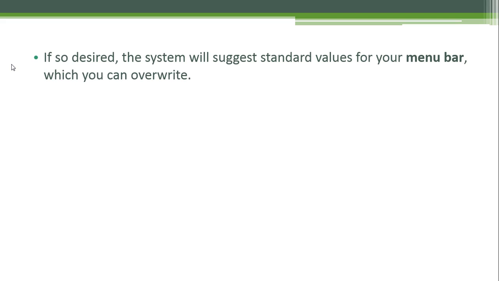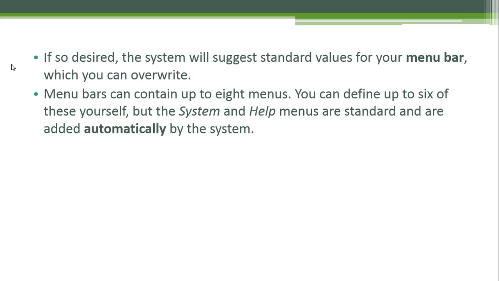If so desired, the system will suggest standard values for your menu bar, which you can override, just like the ones that we added to the menu bar using the push button Display Standards, and we are overriding. The menu bars can contain up to 8 menus. You can define up to 6 of these yourself, but the system and help menus are standard and are added automatically by the system.